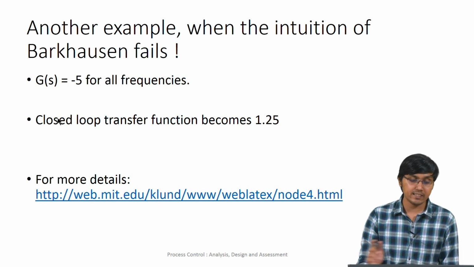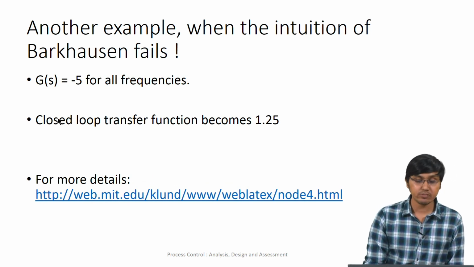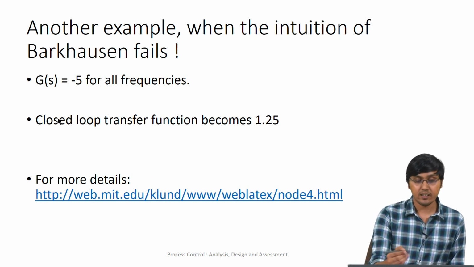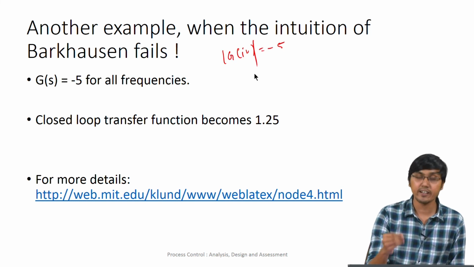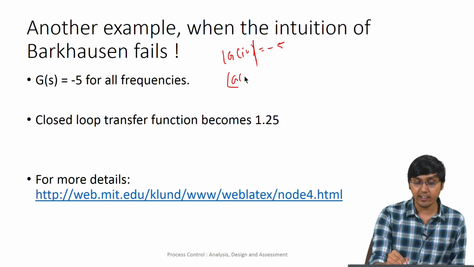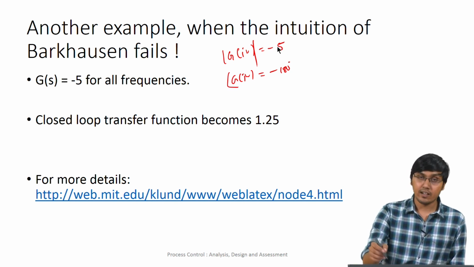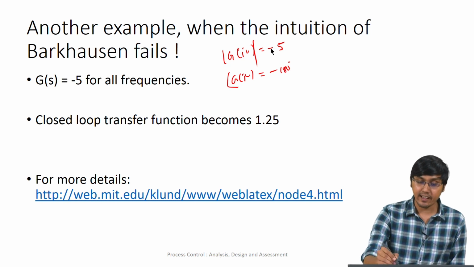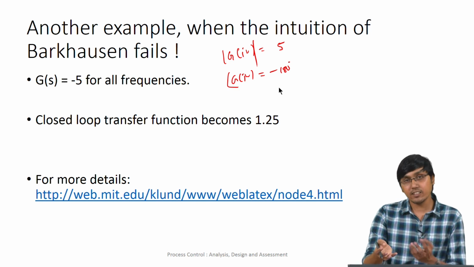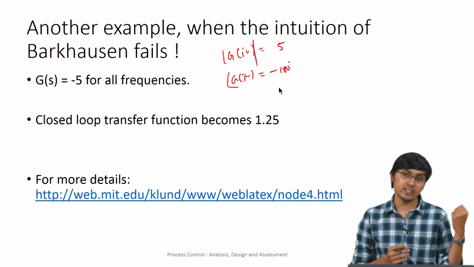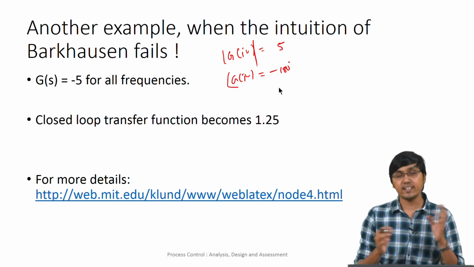Another example: if you take G of s equal to minus 5, then the magnitude of G of j omega is equal to 5 for all frequencies, and the angle of minus 5 is nothing but minus 180 degrees, because the minus sign contributes a minus 180 degree phase lag. This means that the modulus is always positive, so the modulus is 5, and this again pushes us to intuitively feel that this system is going to be unstable.